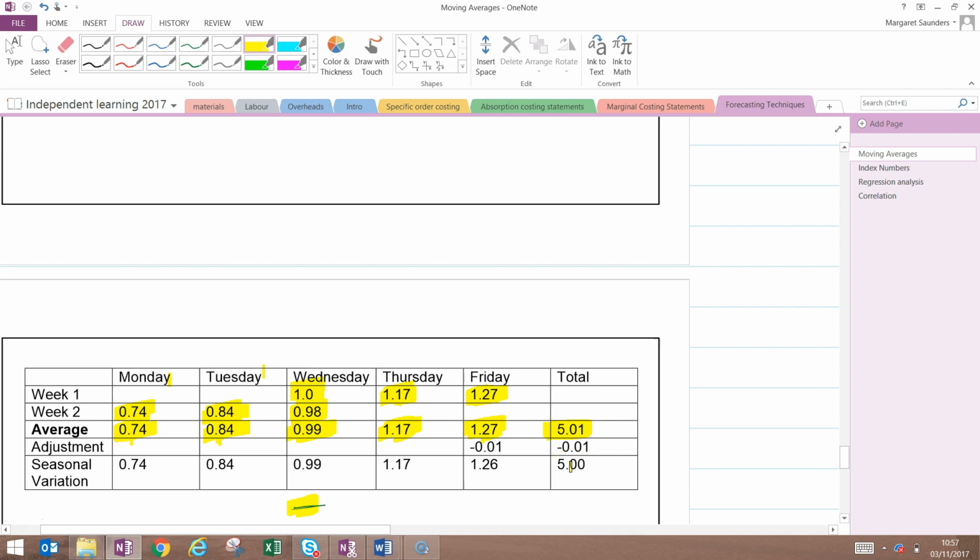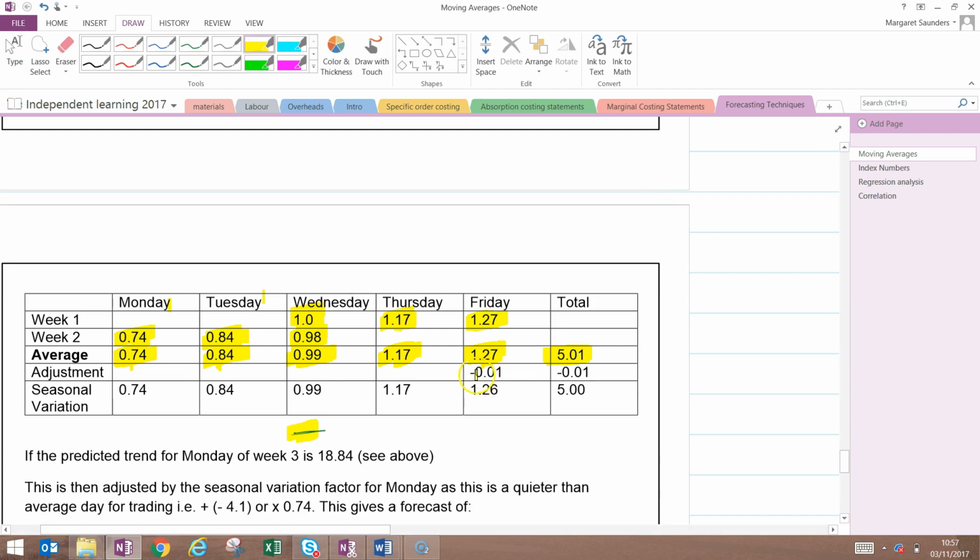Again, entirely up to you how you do that. It's such a small figure. In this example, we've just taken it off the largest seasonal variation. I can't emphasize enough, it really does not matter how you make that total come to 5. Take it off 1 seasonal variation, take it off 2 seasonal variations, take it off all 5 of them, entirely up to you. So we have taken it off Friday. So that's changed Friday's seasonal variation to 1.26. The others have stayed the same, and when we add them all together now it comes to 5.